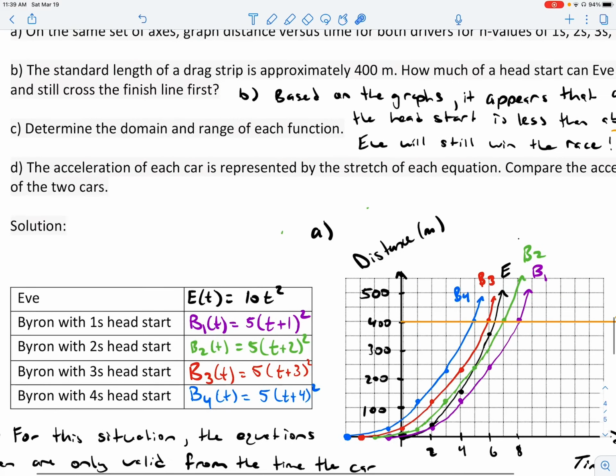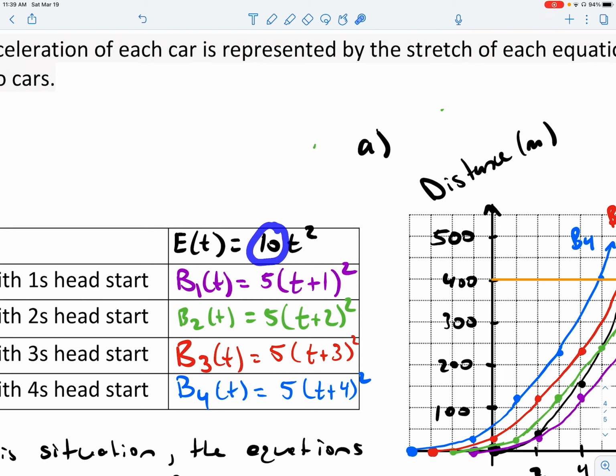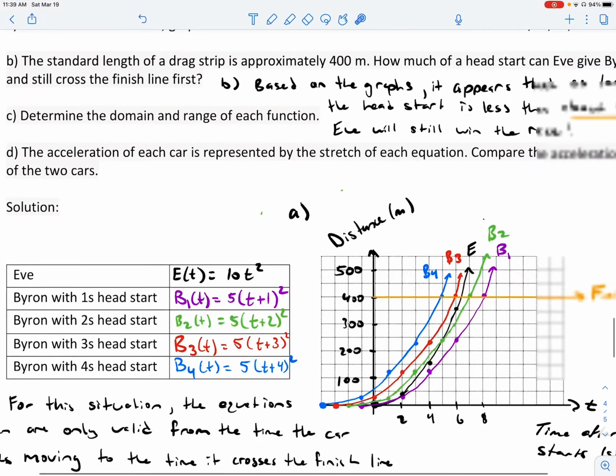Now, it says the acceleration of each car is represented by the stretch of each equation. Looking up here, we have a stretch of 10 for Eve. For Byron, it's just a stretch of 5. So we can see their accelerations are definitely different. Eve basically has an acceleration twice the size of Byron's.